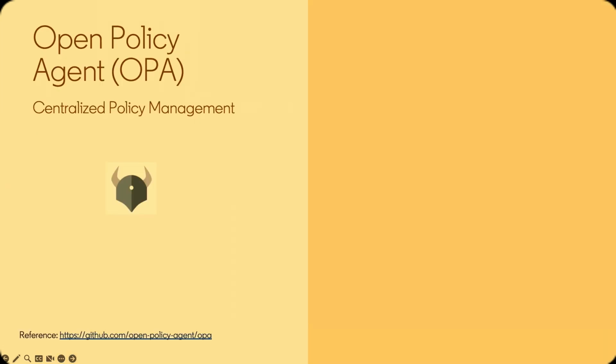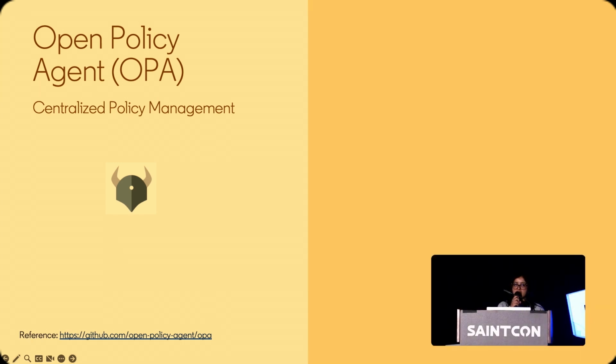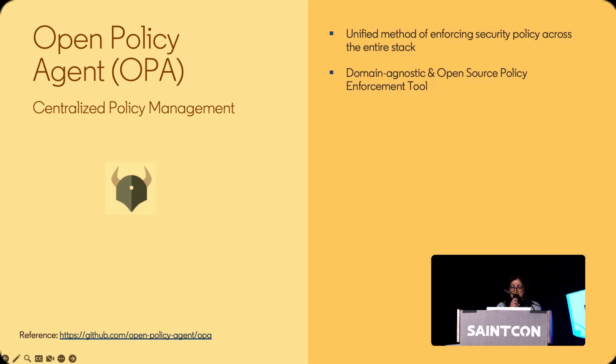So we discussed certain guardrails, right? But how do we make sure that we implement some of these guardrails at scale? OPA, or Open Policy Agent, was introduced in 2016, and this is meant to provide a unified method of enforcing security policy across the stack. It's domain agnostic and open source. And OPA can be effectively used for Kubernetes admission control.